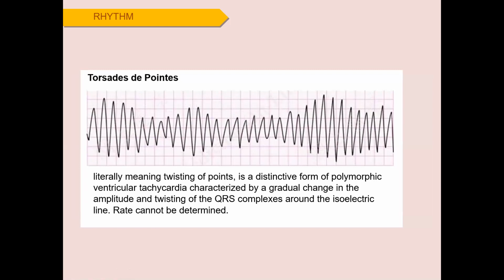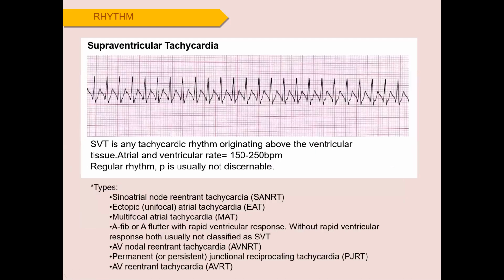Here you can see that there is twisting of points around the baseline. It is increasing in amplitude, then decreasing, then increasing again, then decreasing. So this type is known as polymorphic ventricular tachycardia. It occurs mostly due to electrolyte imbalance, with twisting of the QRS complex along the isoelectric line. Around this isoelectric line, amplitude increases, then decreases. So it is very easy to recognize.